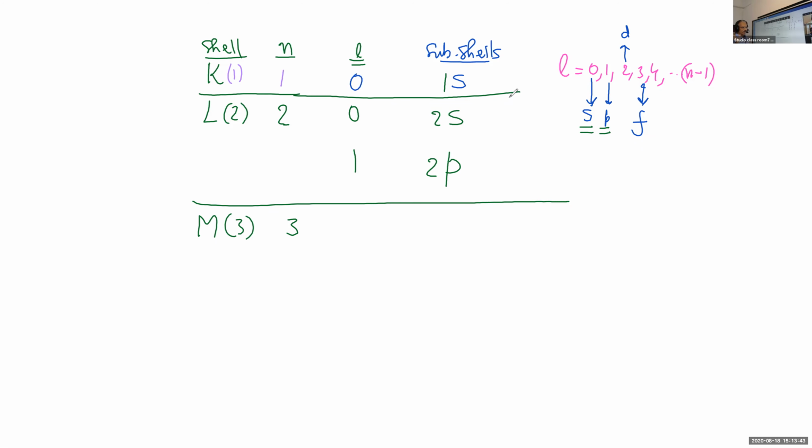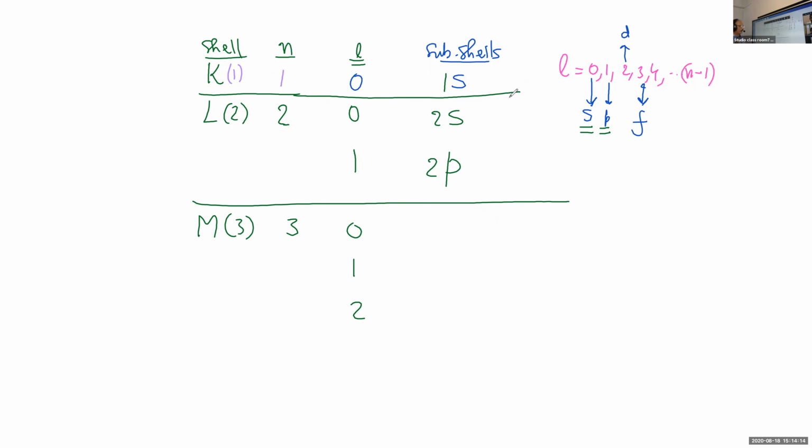All right? N minus 1. N is equal to 3, so 3 minus 1 is 2. So 0, 1, 2 are the values possible. These are 3 L values. Since 3 L values are possible, there are 3 subshells in the M shell.